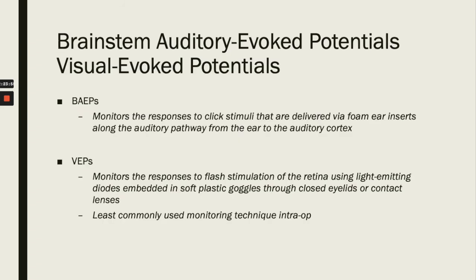So brainstem auditory evoked potentials and visual evoked potentials. The BAEPs monitor responses to click stimuli that are delivered via foam ear inserts along the auditory pathway from the ear to the auditory cortex. And then VEPs monitor responses to flash stimuli of the retina using light-emitting diodes embedded in soft plastic goggles through closed eyelids or contact lenses. These are least commonly used.